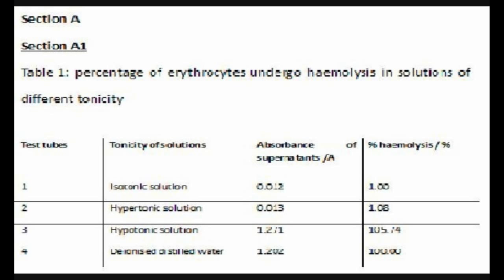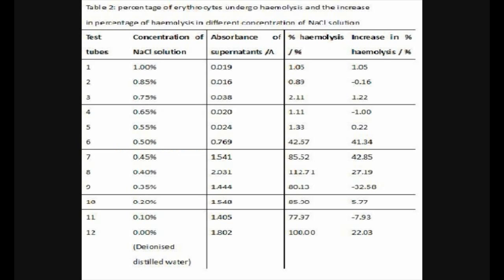For Section A1, we have a table showing the percentage of erythrocytes undergoing hemolysis in solutions of different tonicity. How do we calculate the percentage of hemolysis? The percentage of hemolysis of the supernatants was calculated using the formula shown.